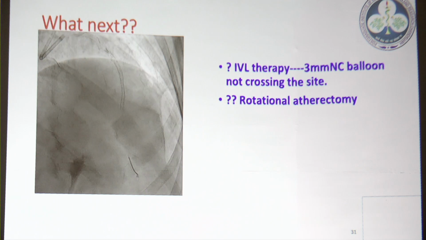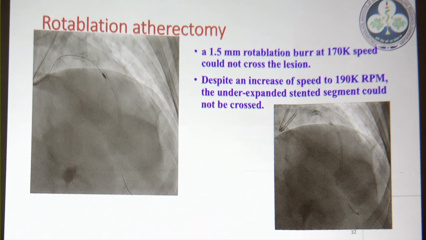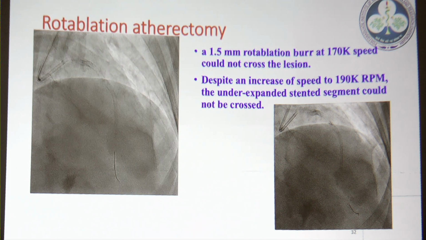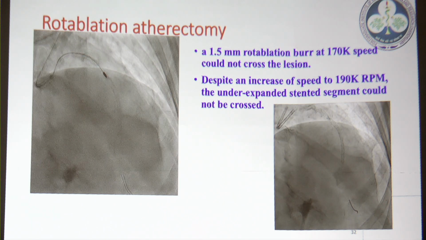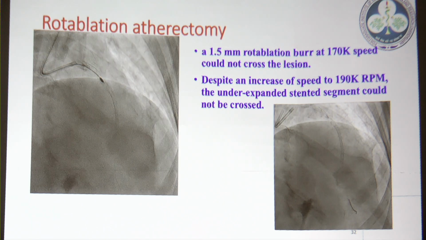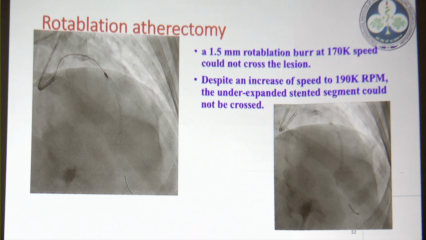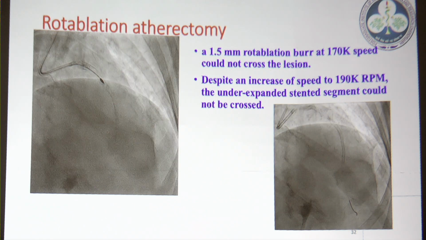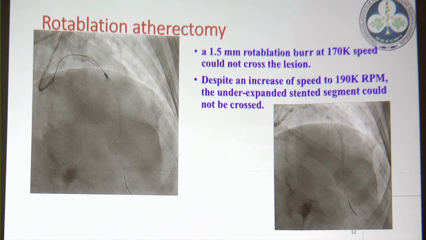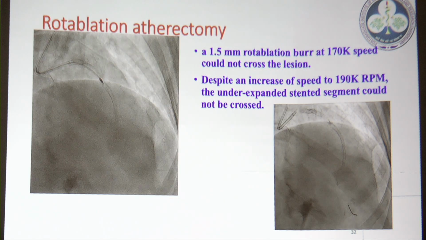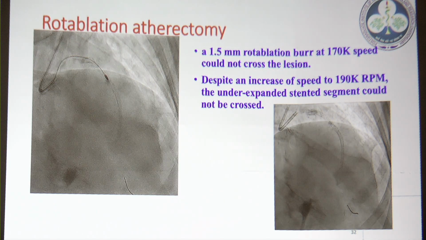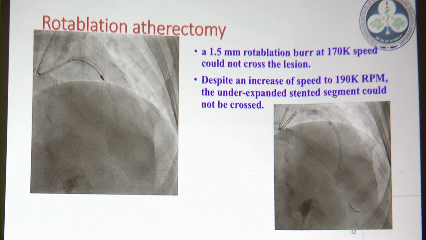So what next? IVL therapy, rotablation. As the normal balloon was not able to cross, IVL is out. So it's rotablation. We did try the rotablation therapy. Here you can very well appreciate what has happened. After having around 5 or 6 runs, initially the speed was 170, increased to 190. The burr got stuck over here. But with the forceful pulling, it came out.